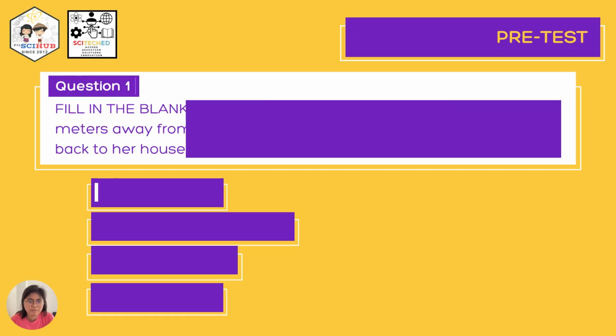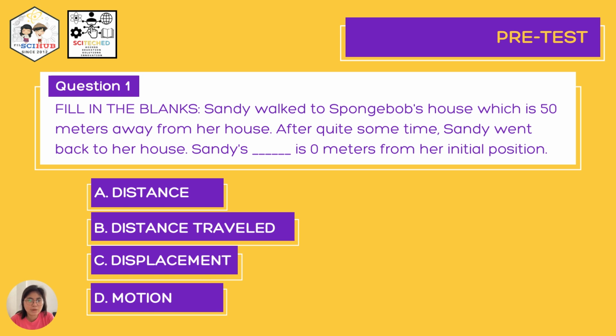So first question, fill in the blanks. Sandy walked to SpongeBob's house, which is 50 meters away from her house. After quite some time, Sandy went back to her house. Sandy's blank is 0 meters from her initial position. So A, distance, B, distance traveled, C, displacement, D, motion.